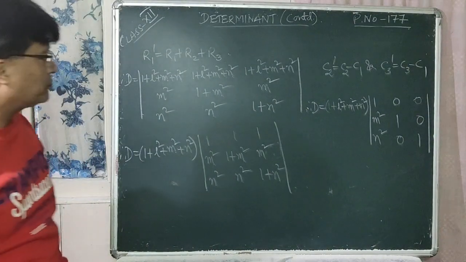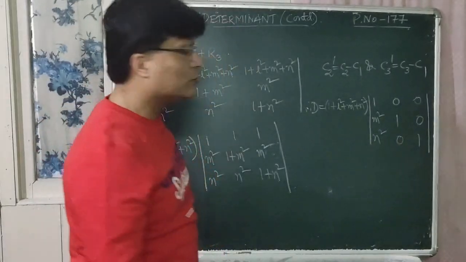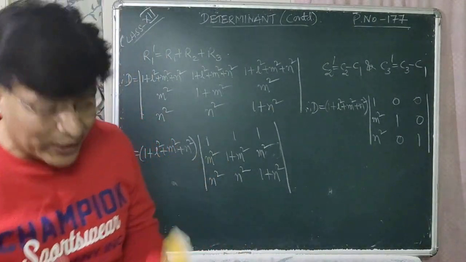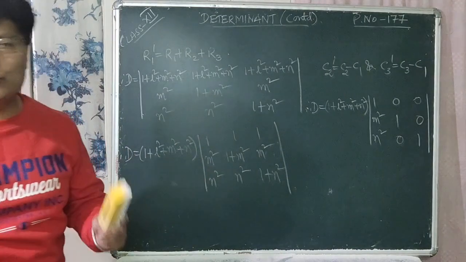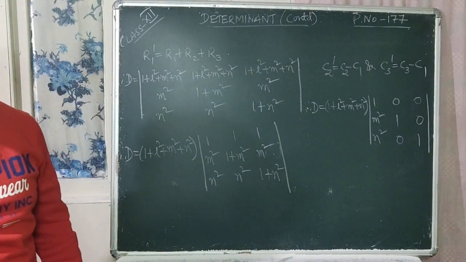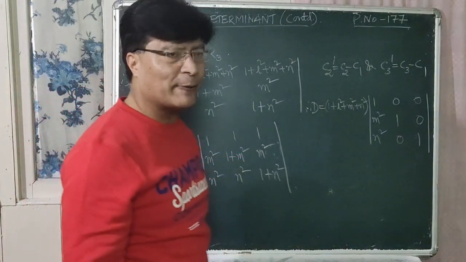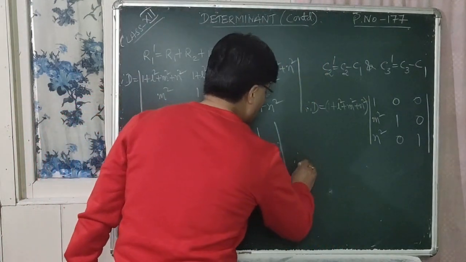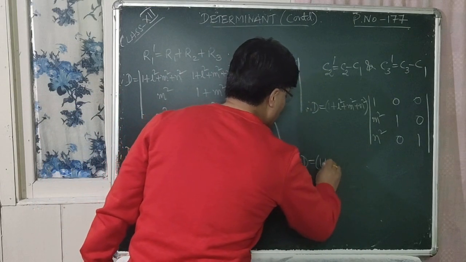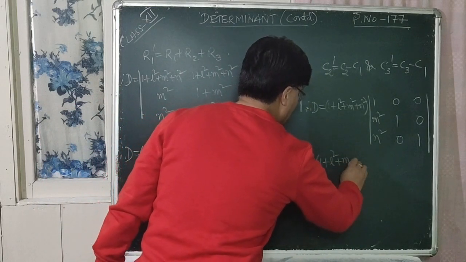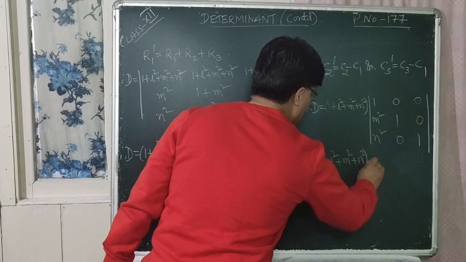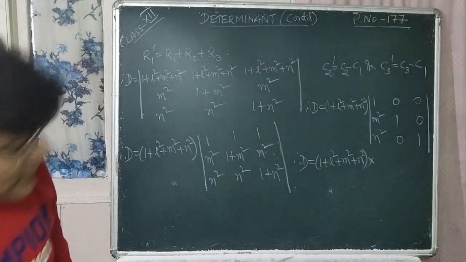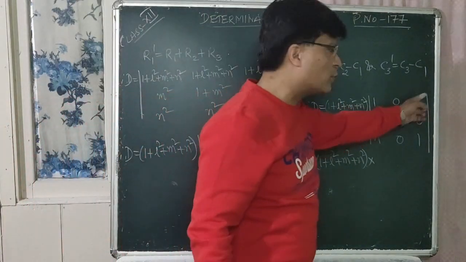Is that clear? So now what will you do? Now there are 2 zeros in the first row. That means with respect to the first row you can expand the determinant. Okay? So let us expand the determinant with respect to the first row. So therefore D is equal to 1 plus l square plus m square plus n square into, now let us expand it with respect to the first row.